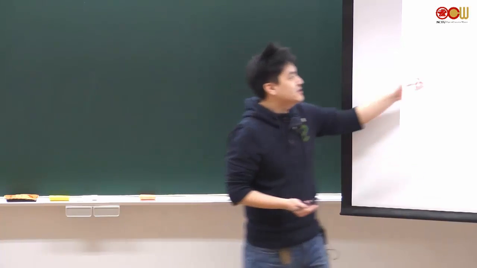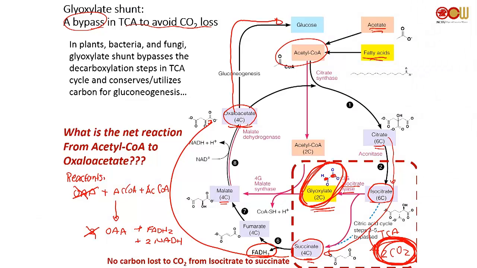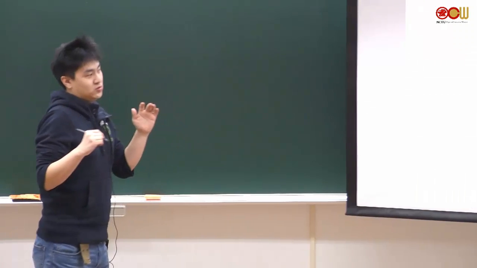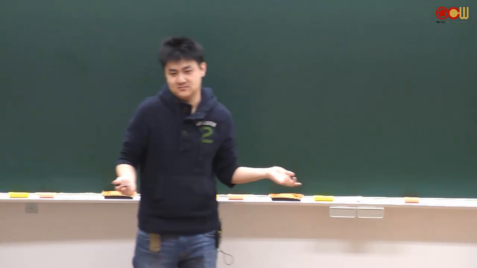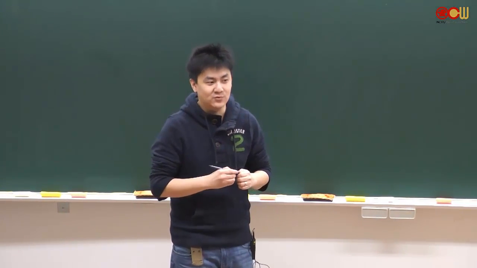You lose a carbon from oxaloacetate to pyruvate; we saw that in gluconeogenesis. Okay? Here's the question: do humans have the glyoxylate shunt? No, at least not that we know of.